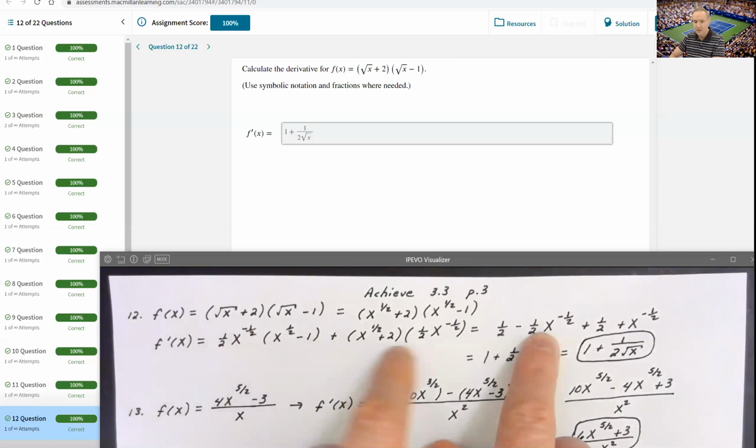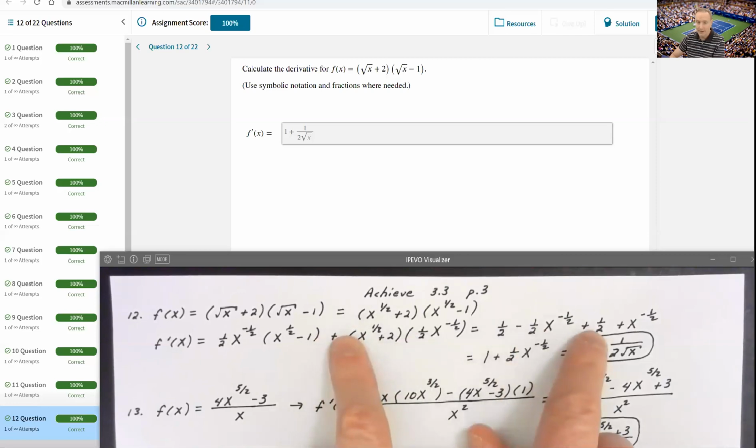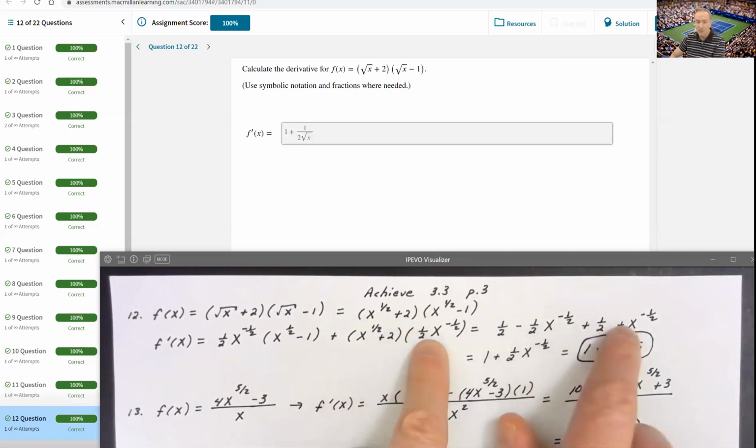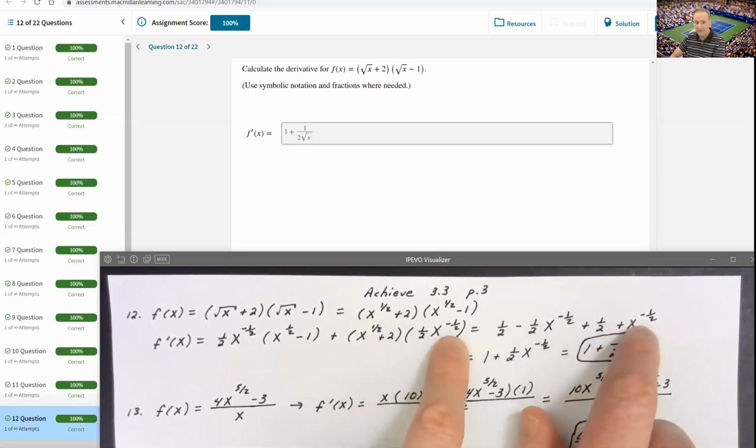Then, of course, you're going to have minus 1/2 x to the negative 1/2 when you distribute into the second term. Over here, when I distribute, this x to the negative 1/2 again cancels with this x to the positive 1/2, but we're left with another positive 1/2 coefficient. The x canceled out. For the second term there, 2 times 1/2 is going to give me 1 as the coefficient, and then I'll have my x to the negative 1/2.